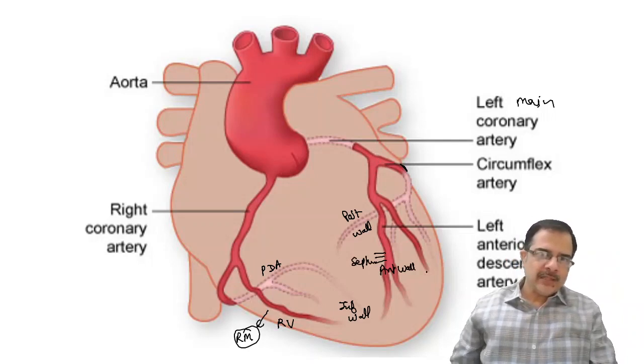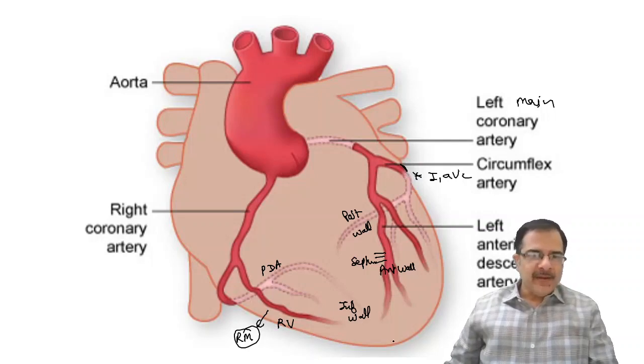And if we look at this, suppose it is a vertical plane of the heart. So this part is represented by lead 1 and AVL. Lead 1 and AVL represent the high lateral wall of the heart, while the inferior wall is supplied by and represented by 2, 3, AVF.